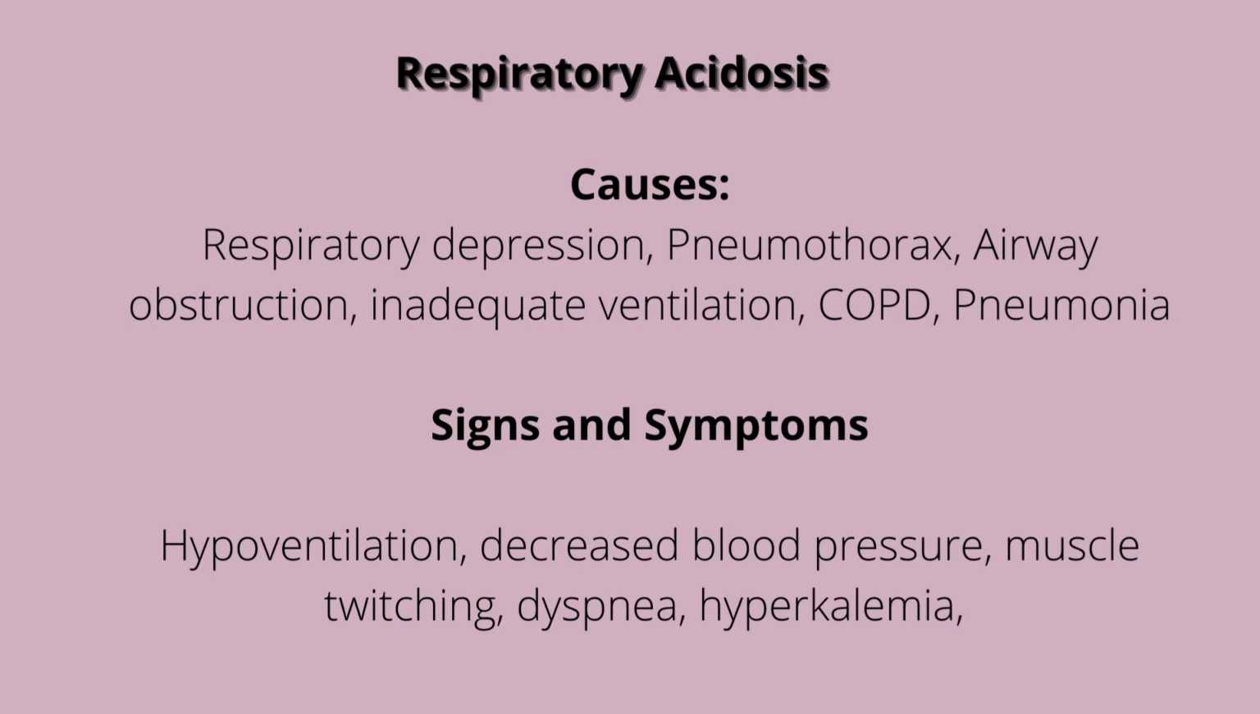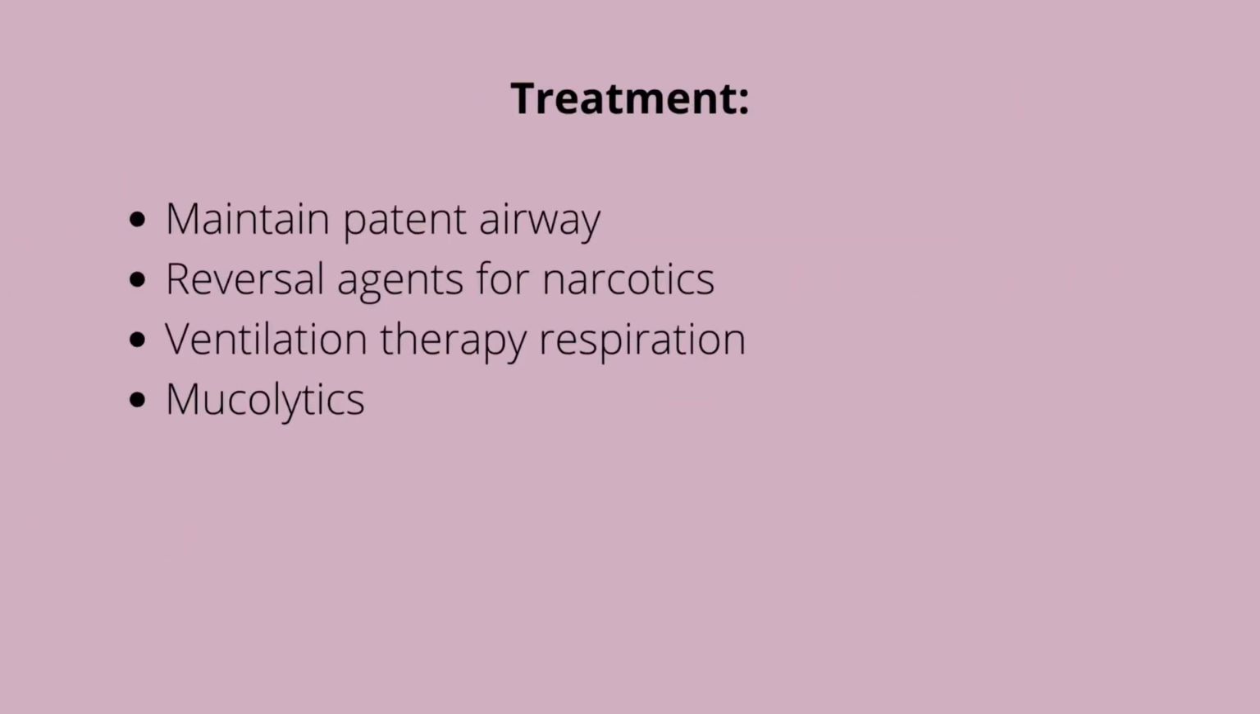Some signs and symptoms of respiratory acidosis will be hypoventilation. And with hypoventilation, we're going to notice hypoxia, rapid shallow breathing, a decreased blood pressure with vasodilation. They'll have some drowsiness and dizziness. They'll have some muscle twitching and weakness, hyporeflexia, dyspnea, headache, hyperkalemia, and dysrhythmias because they'll end up having a high potassium level.